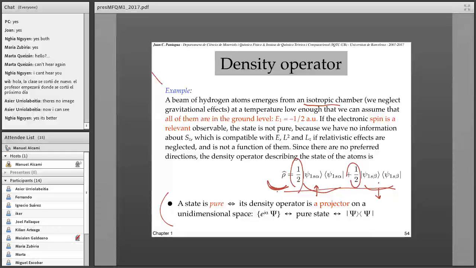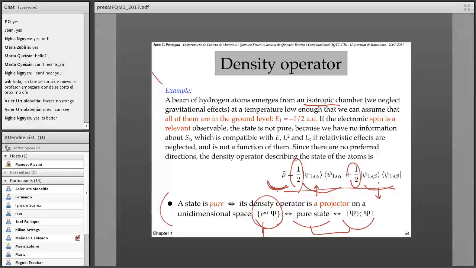This I have already commented. If the state is pure, the density operator then is a projector onto a unidimensional space. And so pure states can be described either as projectors, as density operator, or as state vectors, or strictly speaking, unitary rays, because here I have an undeterminate phase. The density formalism in this sense is nicer because there is a one-to-one correspondence between pure states and mathematical objects.